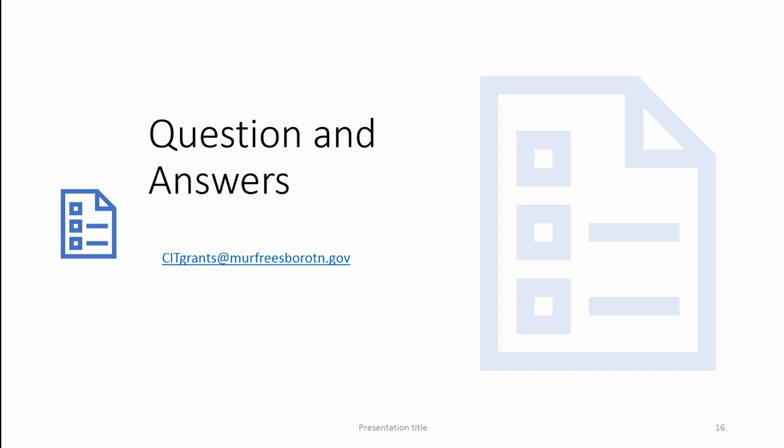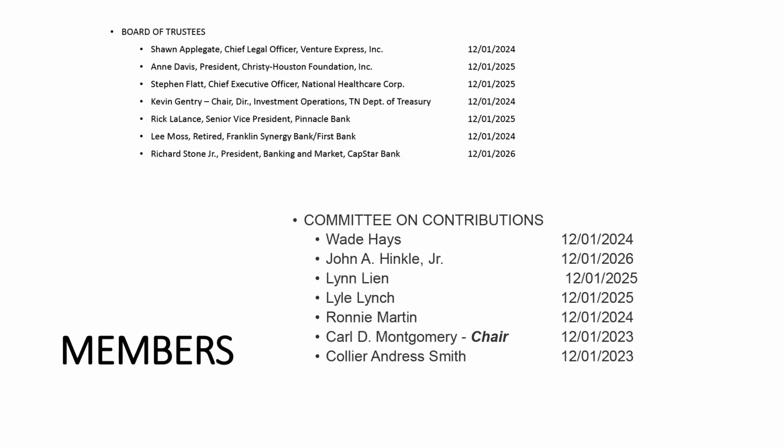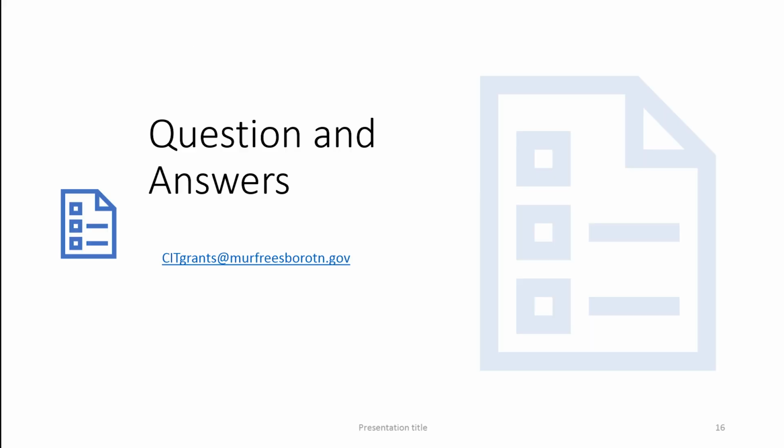Beth had asked, where do you access the link? So it's the murfreesborotn.gov community grant application website. Can you share the trustees? Let me go back to the list of trustees. The Board of Trustees is the oversight board, and the Committee on Contributions is the group that will be reviewing the grant applications.